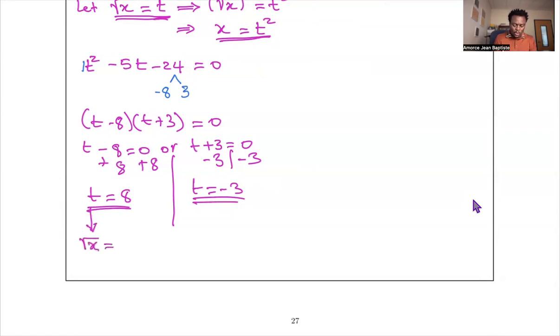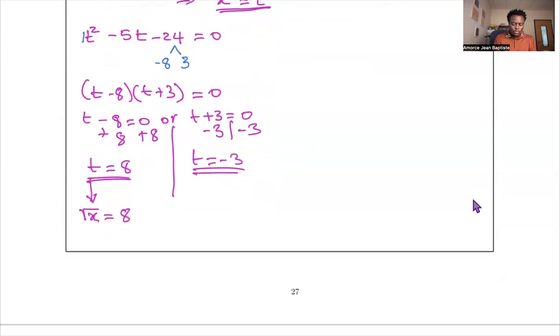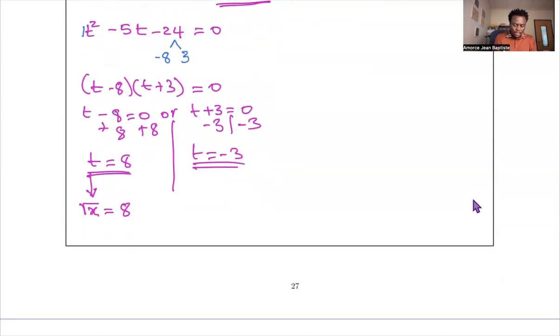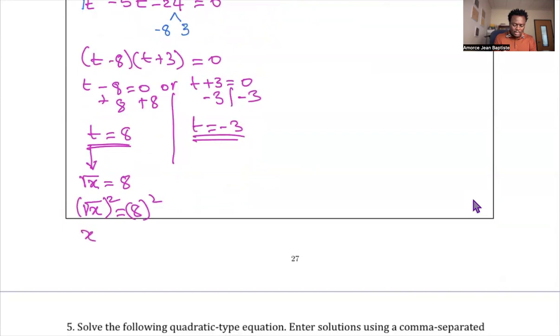So square root of x equals 8. And then if we square both sides, square root of x squared equals 8 squared. We will have x equals 64. So we have one value for x. Let's see the second option.